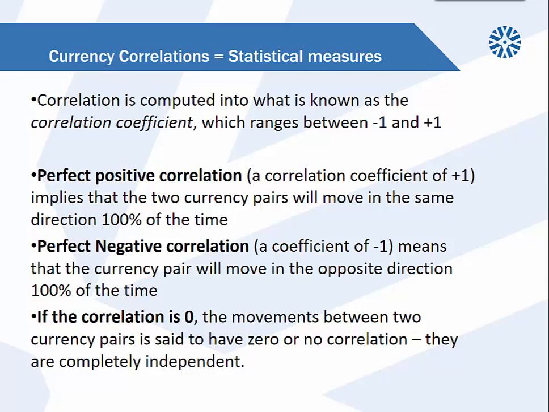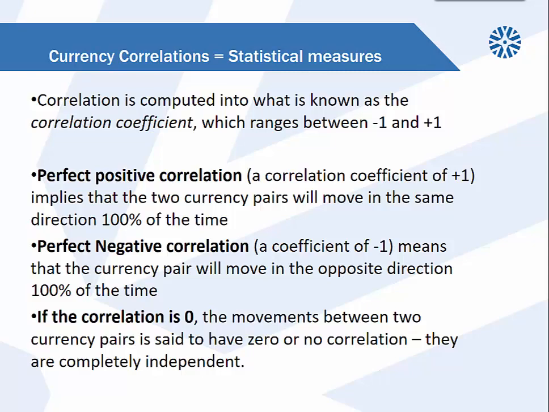Not surprisingly, if you have a perfect negative correlation, a coefficient of -1, it means that the currency pair will move in the opposite direction 100% of the time. And if the correlation is 0 or near to 0, it means the movements between two currency pairs is said to have 0 or no correlation. They are completely independent in their movement.